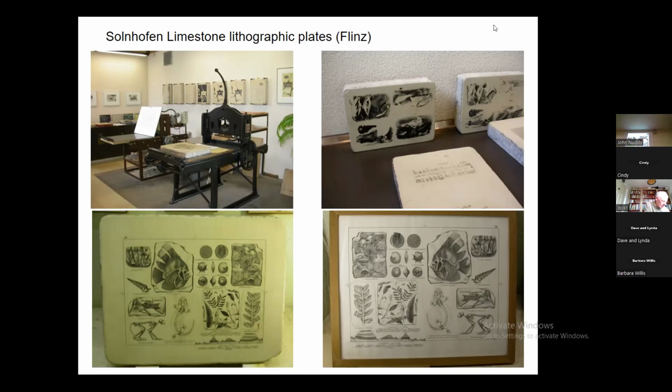But the Solnhofen plates used to be exported all around the globe for lithographic printing. That's why they're often called the lithographic limestones. And that's why that first Archaeopteryx is called Archaeopteryx lithographica.